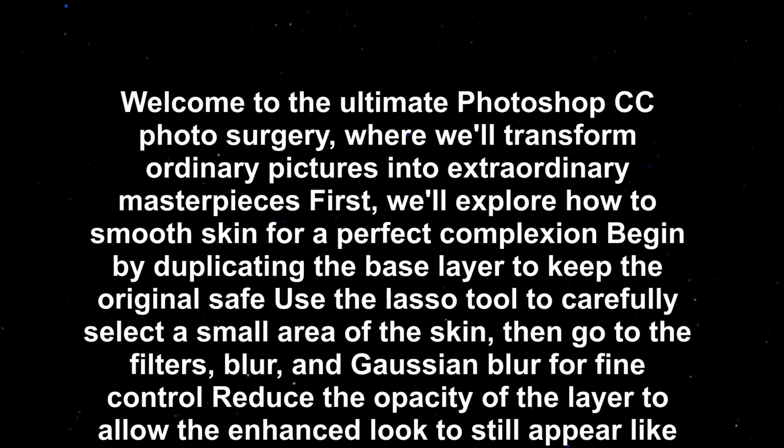Begin by duplicating the base layer to keep the original safe. Use the lasso tool to carefully select a small area of the skin. Then go to Filter, Blur, and Gaussian Blur for fine control. Reduce the opacity of the layer to allow the enhanced look to still appear like skin, not plastic.